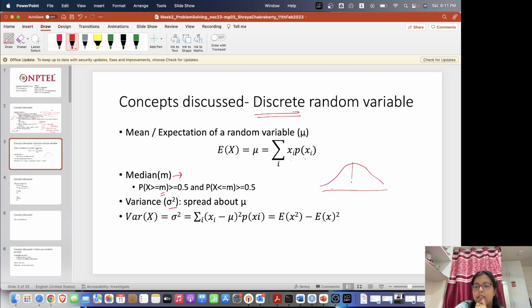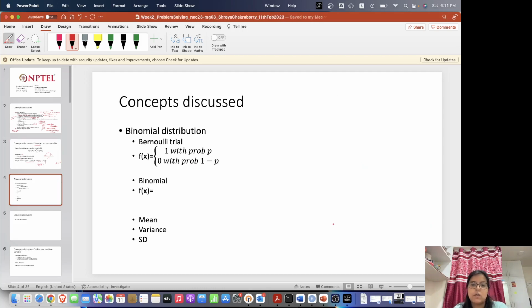like if this is the mu, then the spread about mu, a metric for this spread is the variance, which is given by the summation of (xi minus mu) whole square into the probability of x equal to xi. It can also be simplified as the expectation of x square, which is the expectation of g(x) where g(x) is x square, minus the expectation of x, whole square. So these formulas were discussed.